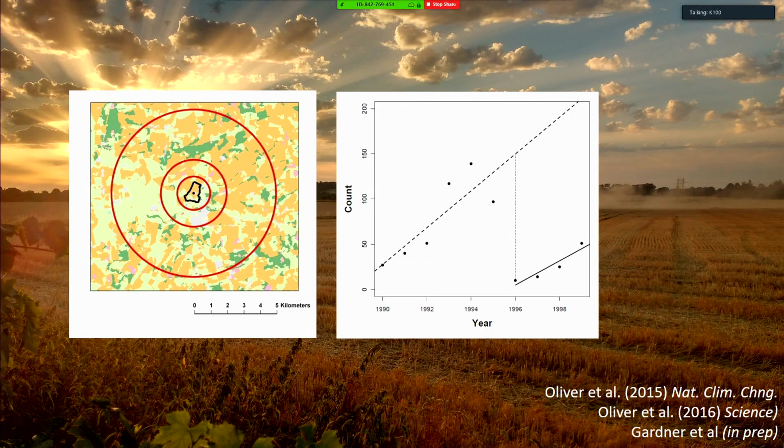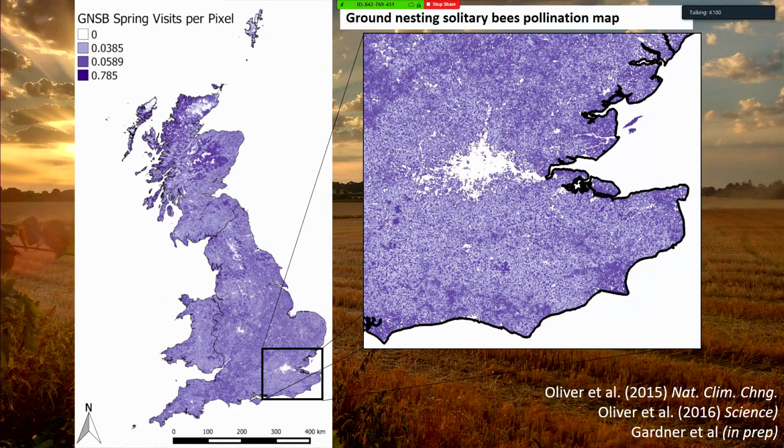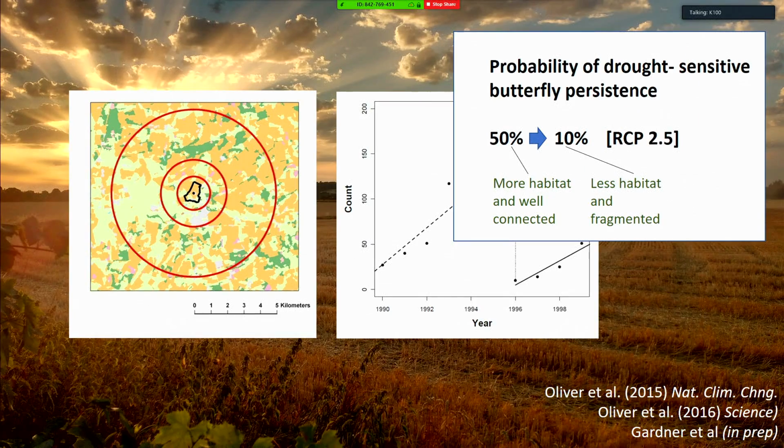Now, actually, when you analyze these data, you can quantify the extent of this crash, and those crashes are much more severe in landscapes where there's more intensive land cover. Just to give you one summary, we looked forward, combining this with IPCC scenarios for increasing droughts. A headline result is the probability of persistence for drought-sensitive species, so this is about 10% of our butterfly fauna.